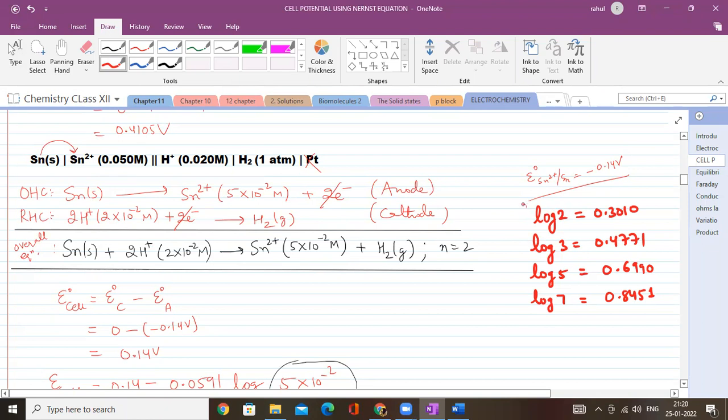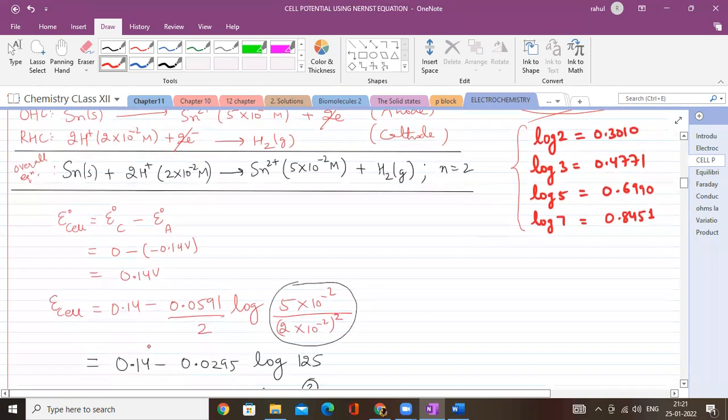I always used to say it in class 11th also, it's better to remember the values of log 2, log 3, log 5. Although these values will be given in the board exam: log 2 is 0.3010, log 3 is 0.4771, log 5 is 0.6990, log 7 is 0.8451. Now again, the value of E naught of Sn2 plus to Sn will be given to you. Hydrogen, of course, is 0 only, because that is a reference electrode. Minus 0.14 volt for Sn. So E naught of the cell will be E naught of cathode minus E naught of anode. Hydrogen minus Sn, whose value is minus 0.14, so it comes out to 0.14.